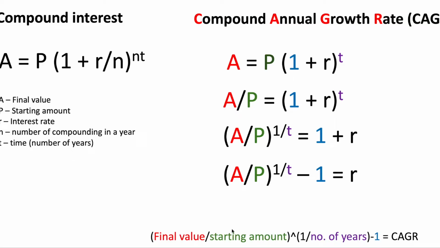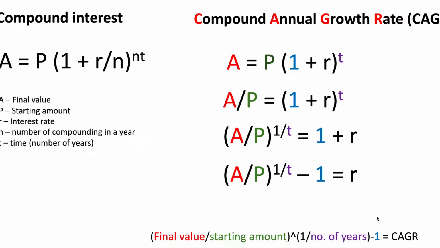Just to compare with this formula: CAGR is this, the final value is A, the starting amount is P, raised to the power 1 divided by number of years, minus 1. So this is exactly the same, it's nothing new. It's exactly the same formula as the compound interest. It's a different way of showing it, and a different use of it, of course.